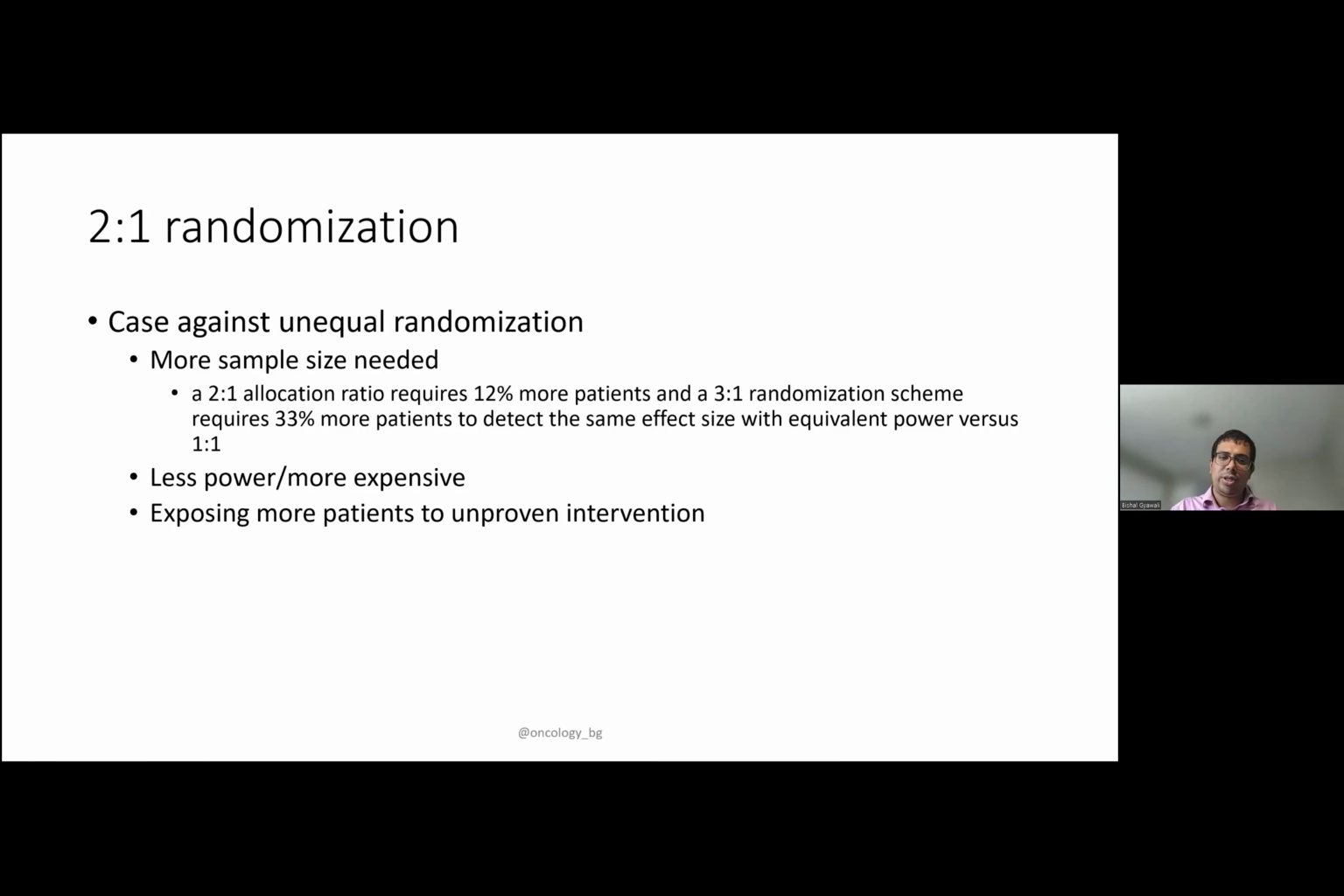And the other point is you're actually exposing more patients to an unproven intervention, because instead of doing 150 for a 300-patient trial, now you're doing 200 and 100. So you are allocating more patients to the newer drug, but that newer drug has not been established yet. So you are exposing more patients to an unproven intervention.